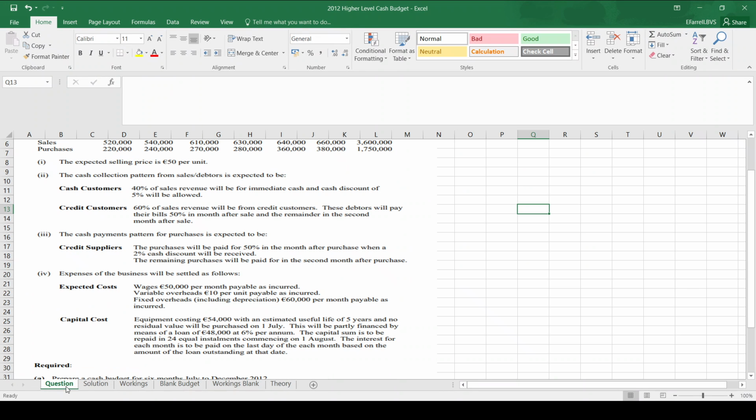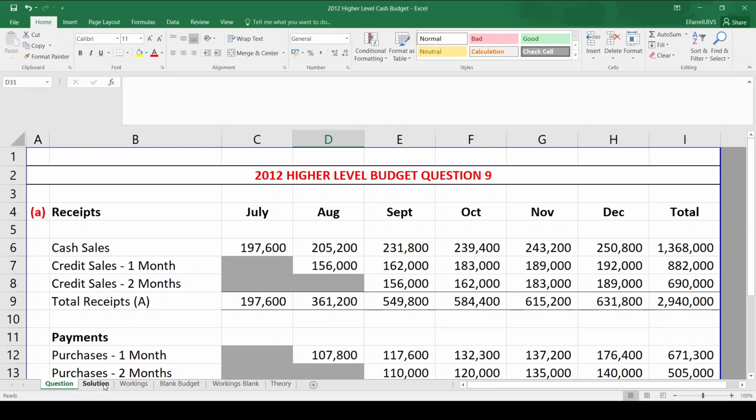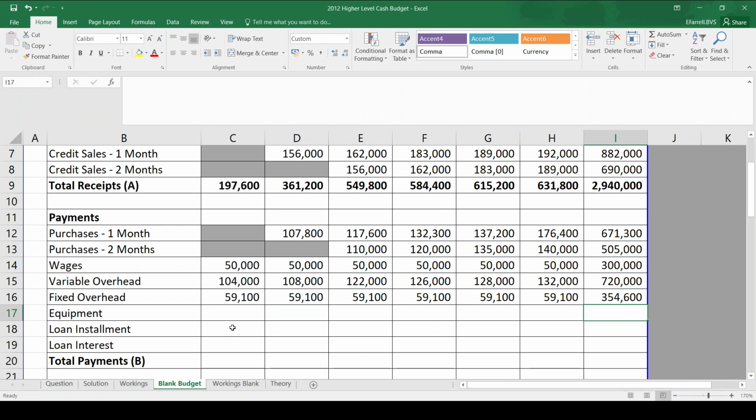Equipment, very straightforward. Equipment was bought for 54,000 and it was purchased on the 1st of July. So again, that's going to be 54,000. There's no more equipment purchased, so they will all be zero. And again, that totals 54,000.